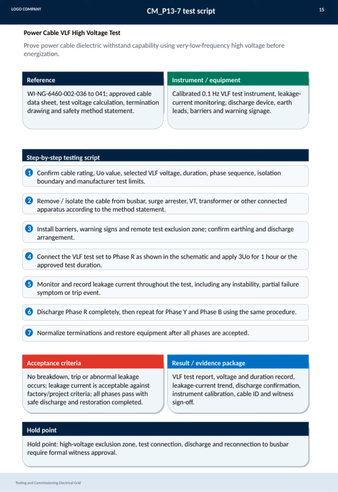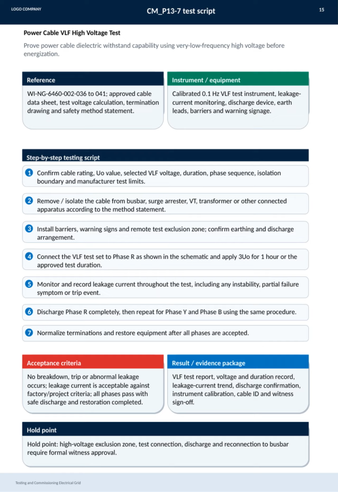The equipment used includes a calibrated 0.1 Hz VLF test instrument, leakage current monitors, discharge devices, earth leads, and all necessary safety barriers and signage. Our step-by-step testing process starts with confirming the cable rating, voltage, duration, and safety boundaries. Then, we isolate the cable from connected apparatus, install protective barriers and warning signs, and ensure proper earthing.